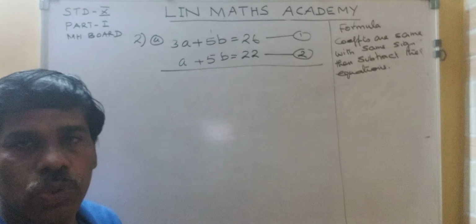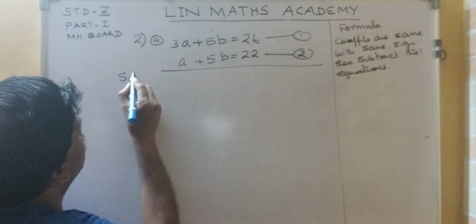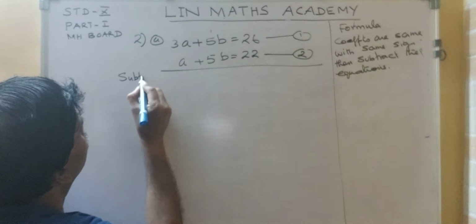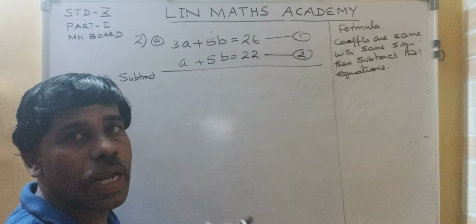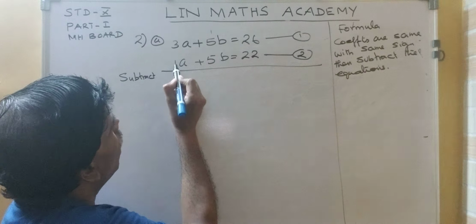Then what you have to do? You have to subtract the equation. Subtract means you have to change the sign of the second equation and then add. So here, plus 1 will become minus 1, plus 5 becomes minus 5, plus 22 becomes minus 22.